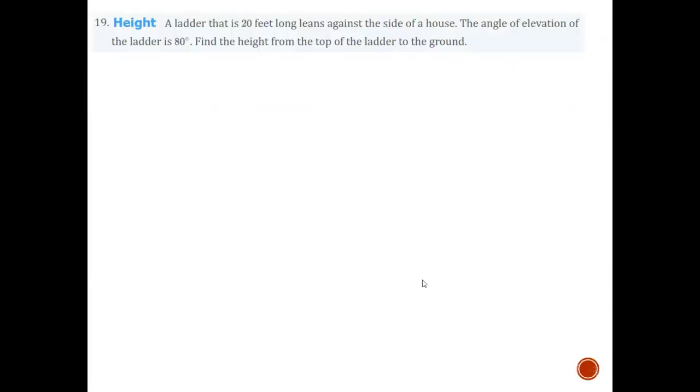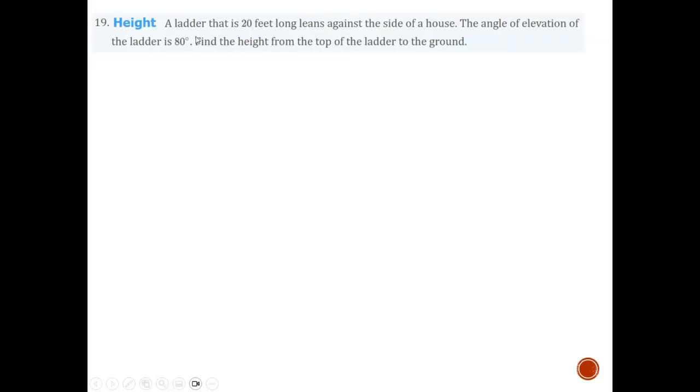Okay, so then you have some word problems that you saw. Some of them have a picture, but I like this one because it doesn't have a picture, and you need to practice maybe drawing your own picture that goes with some of these. So let's see here. A ladder that is 20 feet long leans against the side of a house. The angle of elevation of the ladder is 80 degrees. Find the height from the top of the ladder to the ground.